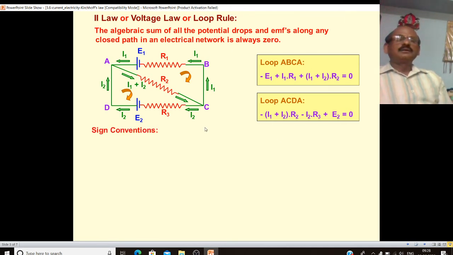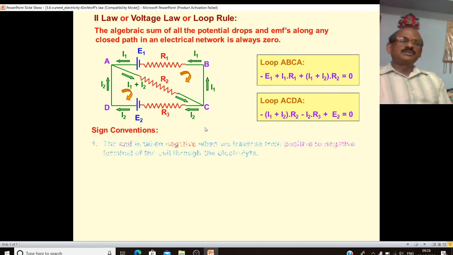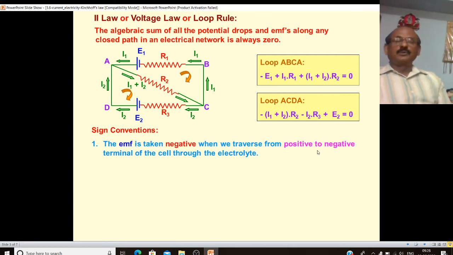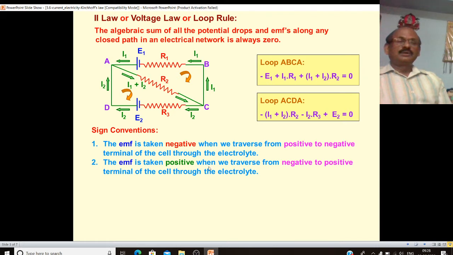Once again, what is the sign convention here? The EMF is taken negative when we traverse from the positive to the negative terminal of the cell through the electrolyte, and it is taken as positive when we traverse from the negative to the positive terminal of the cell through the electrolyte.